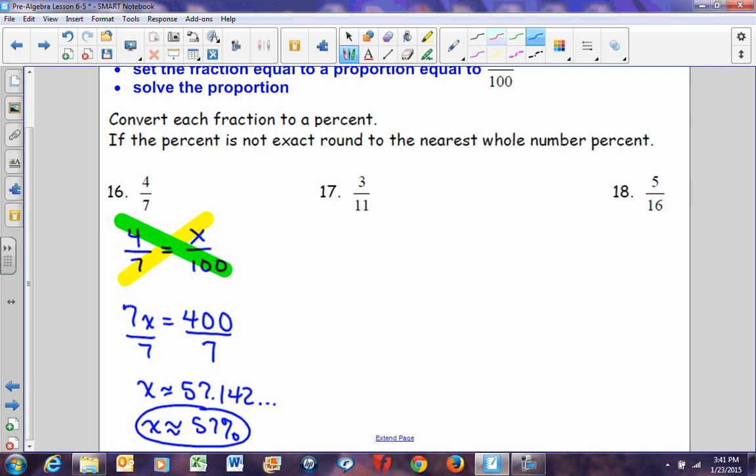Show me what your number is before you round it so that I can see whether or not you're rounding properly. If you get the wrong answer, I need to know, did you do the wrong math, or did you round wrong somewhere, or where in your problem did you do your incorrect math?